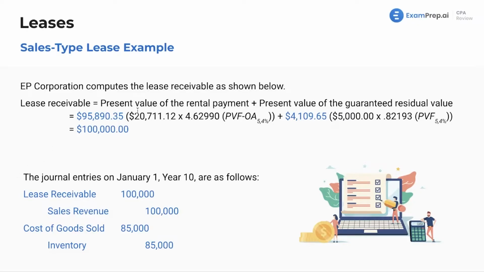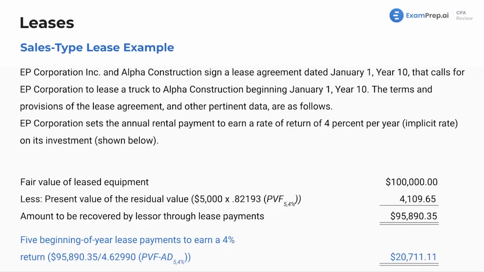We have our lease receivable, and that's going to equal the present value of the rental payment. We calculated that is $95,000 roughly, plus the present value of the guaranteed residual value. And wouldn't you know it, that gets us back to our $100,000. Why were we doing this? What's the whole point? Well, we're trying to determine the test here, and 95 is greater than 90% of $100,000, right? 90% of $100,000 is 90,000. So that's essentially our present value test.